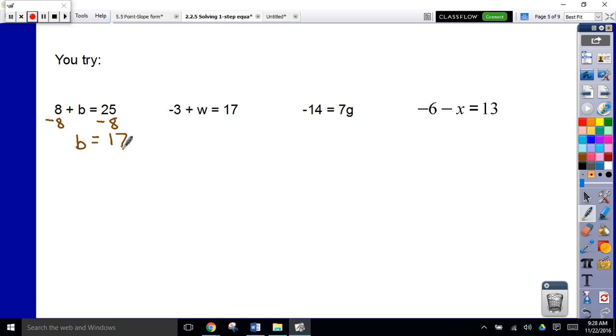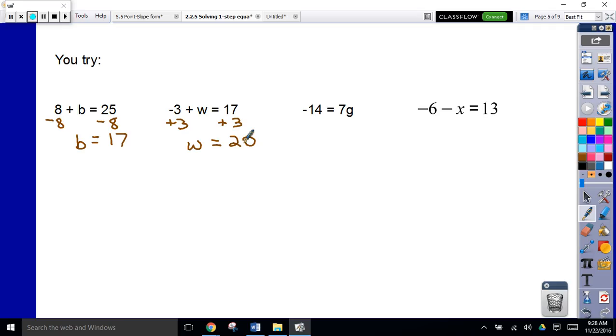Olivia, what do we do to get rid of the negative 3? Plus 3 to both sides. Good. Add 3 to both sides. I love how you guys are remembering to say both sides. Good. What do we end up with? W equals 20. That's a major lag today. That's challenging for me to write.